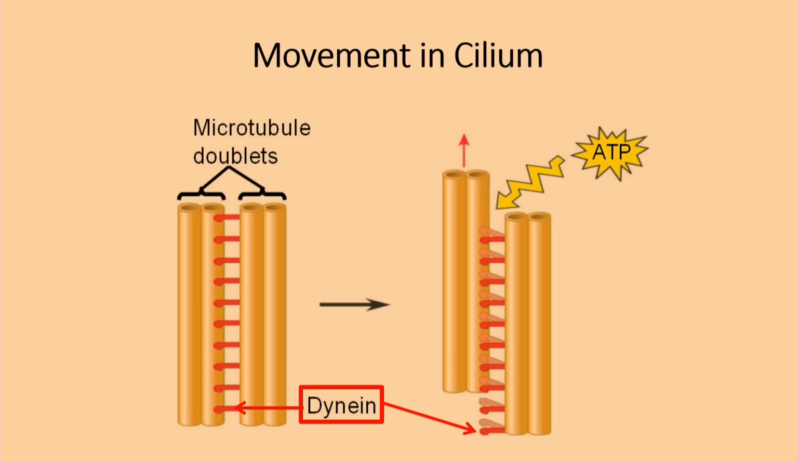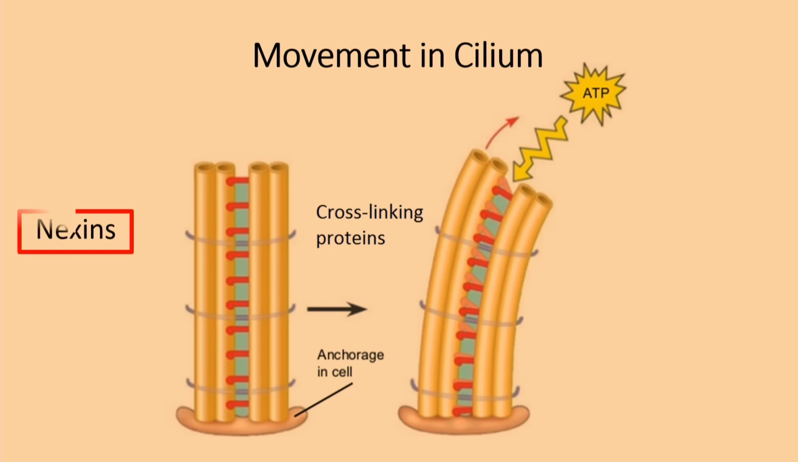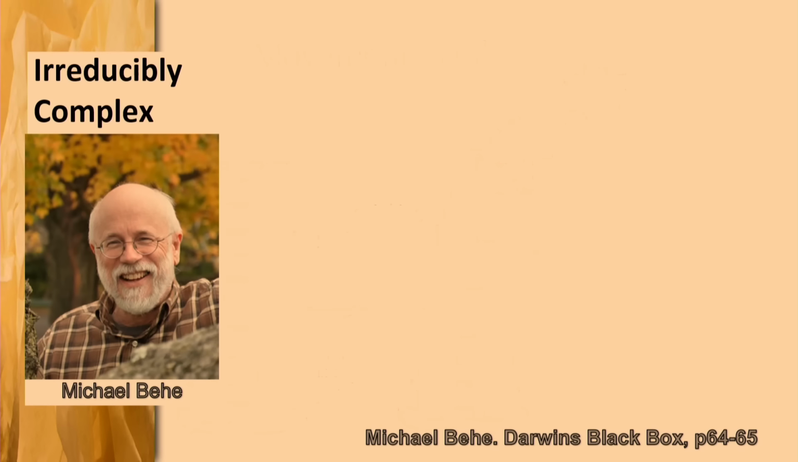They would slide past each other, as shown here, if not for the annexins. What the annexin protein does is it locks those pairs of microtubules together so that instead of one of them sliding down, the whole structure bends together. Well, Michael Behe, again, we met him before, a professor at Lehigh University, describes the cilia as irreducibly complex.